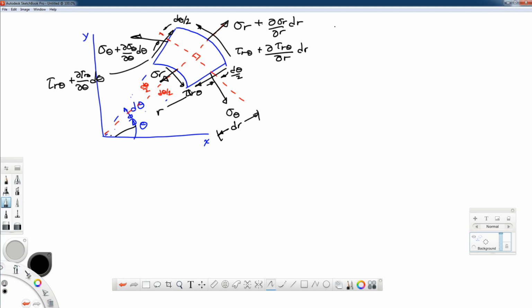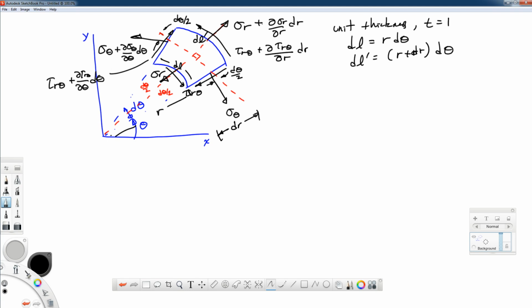Okay, now we're going to do a couple things here. This is going to be plane stress, so we're going to use a unit thickness. We're going to identify some arc lengths. The arc length down here at position r, that dl, is going to be equal to r times d theta. And the arc length up here, the dl prime, is a little bit further than r. It's r plus dr times that same d theta.